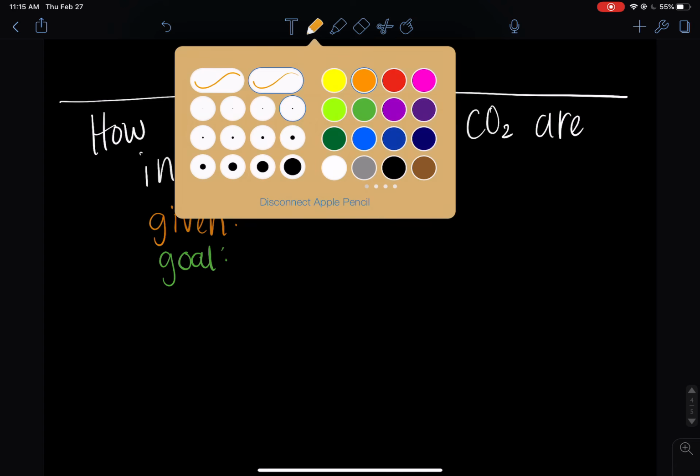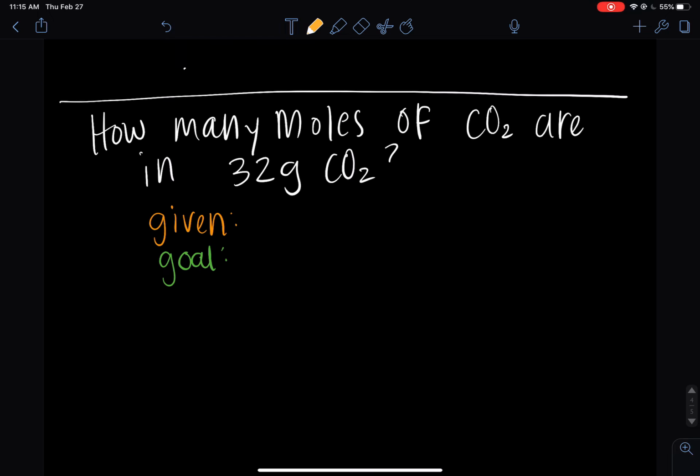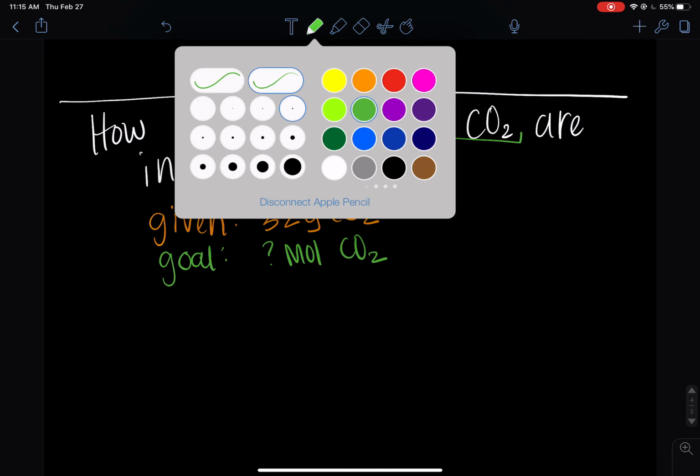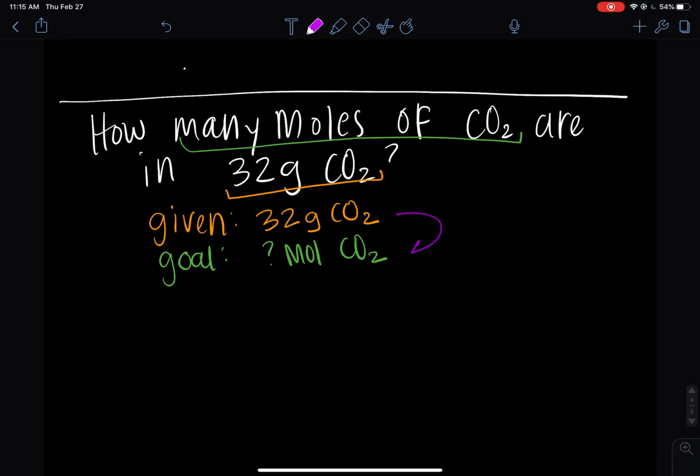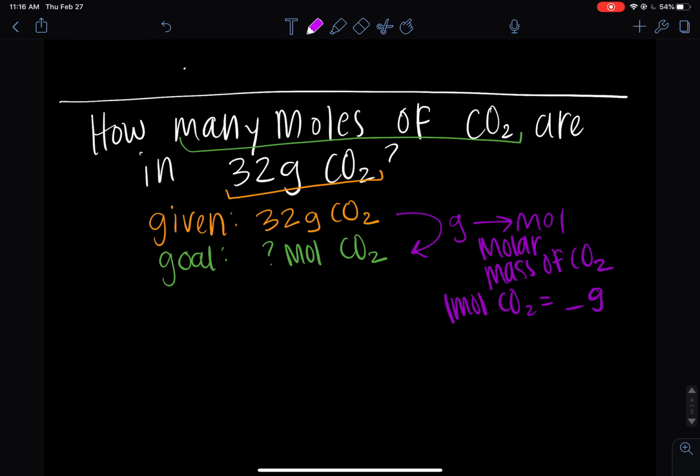Okay, so the next problem is going the opposite direction. So it says how many moles of carbon dioxide are there in 32 grams of carbon dioxide? So we start with what we're given, which is the number. So we have 32 grams of CO2. We are asked for how many moles of CO2, so question mark, moles CO2. So we have to find a conversion factor to go from grams to moles. The conversion for that is molar mass of CO2. Okay? So 1 mole of CO2 equals how many grams? So we have to solve for that.